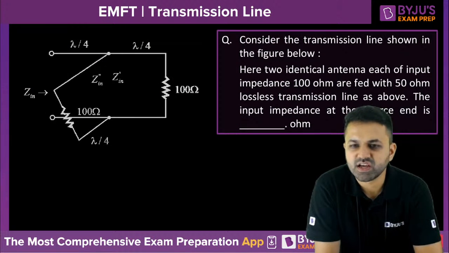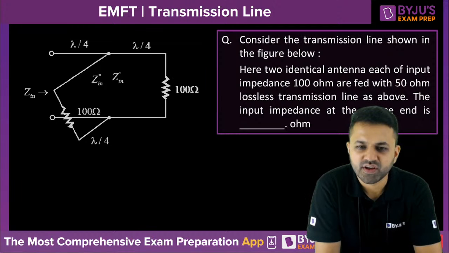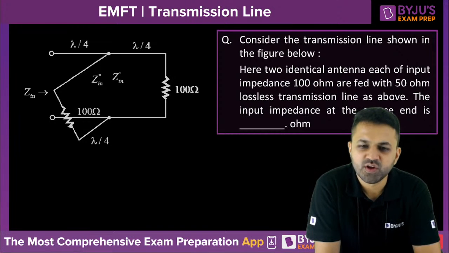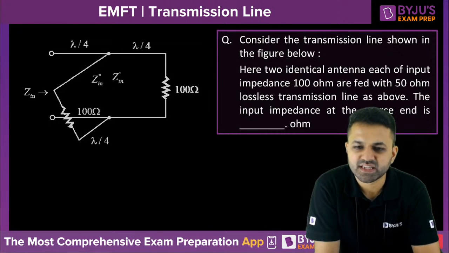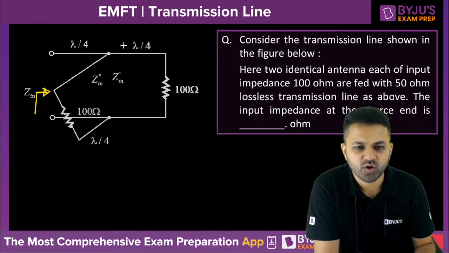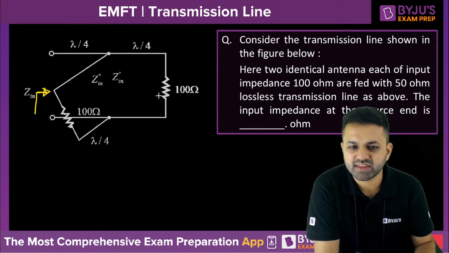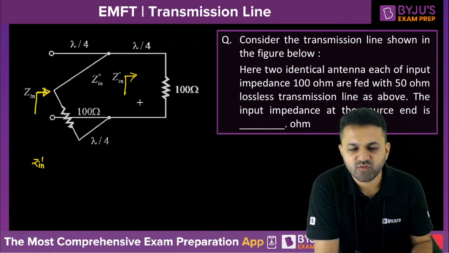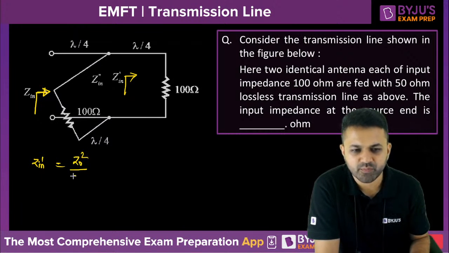Consider the transmission line shown in the figure. Here the two identical antennas, each of input impedance 100, are fed with a 50 ohm lossless transmission line. So the characteristic impedance is 50 ohm. We want to calculate the input impedance at the source end, and all the transmission lines have length lambda by 4. So you can write Zin dash, the input impedance for this particular line.